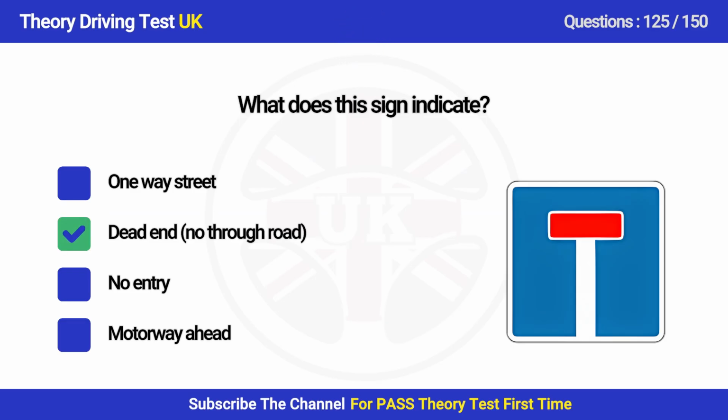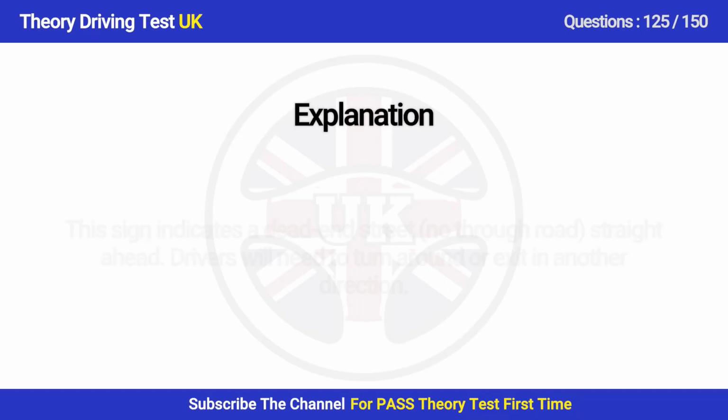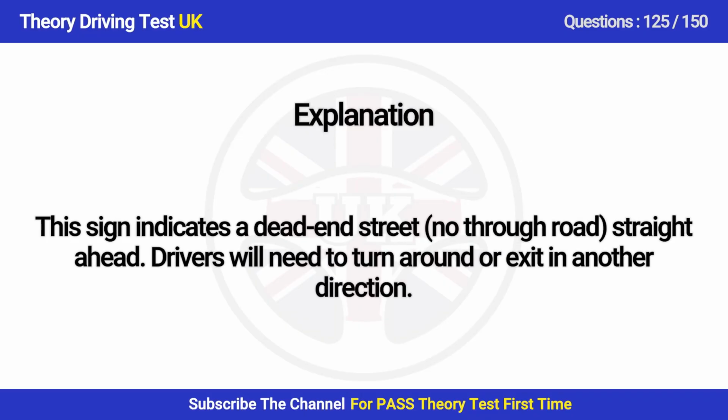Answer is B. Dead end, no through road. This sign indicates a dead-end street, no through road straight ahead. Drivers will need to turn around or exit in another direction.